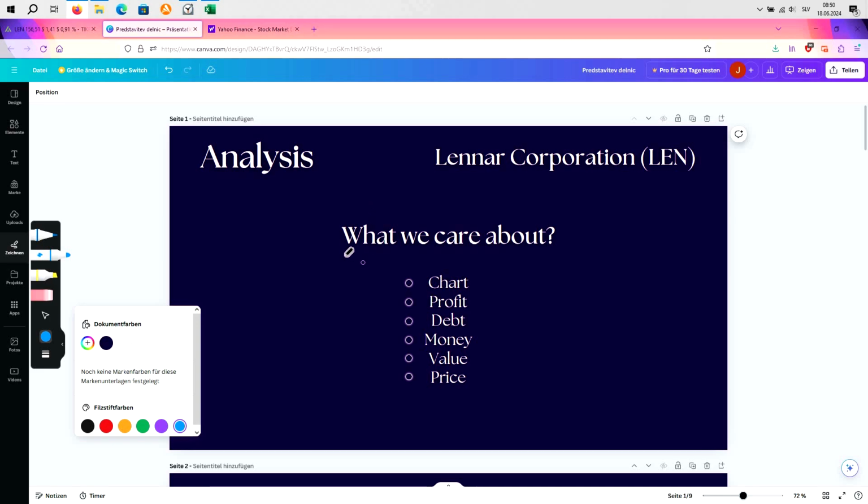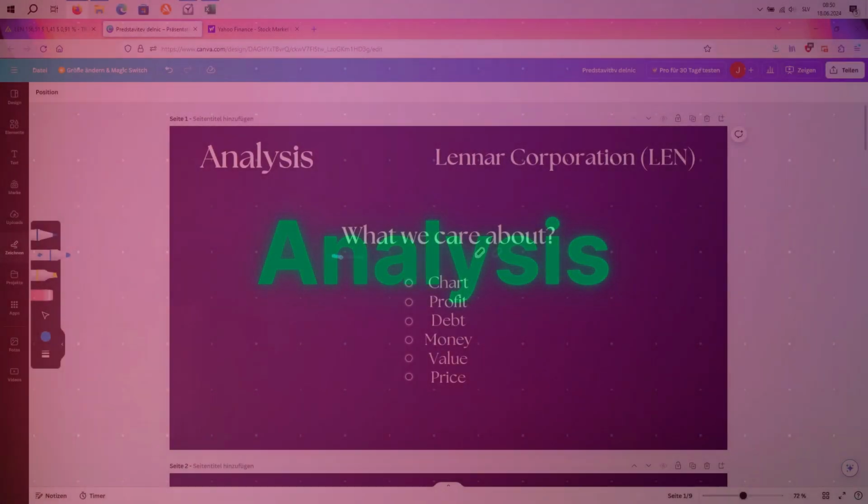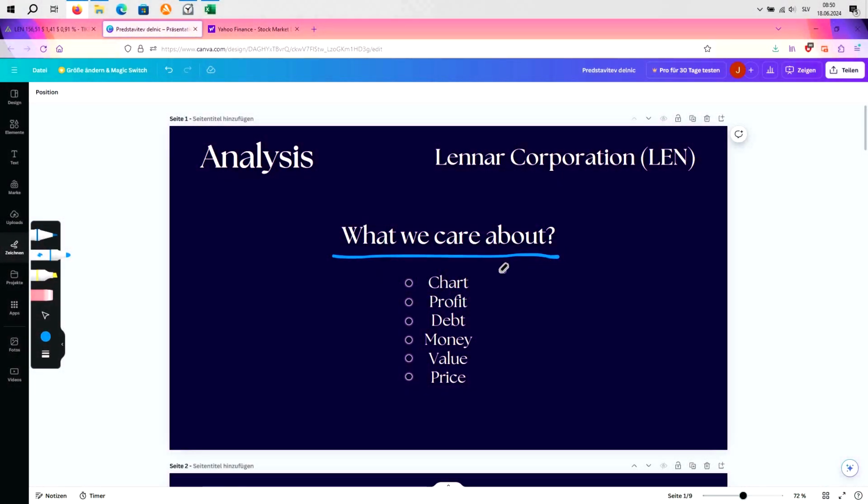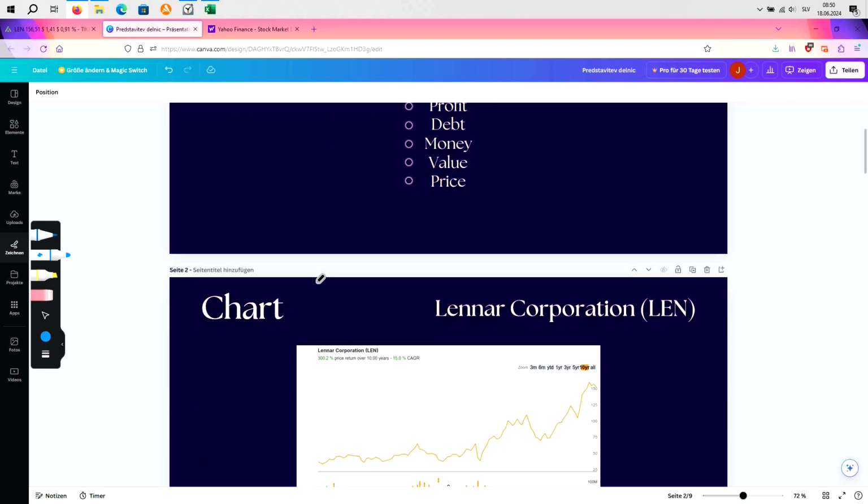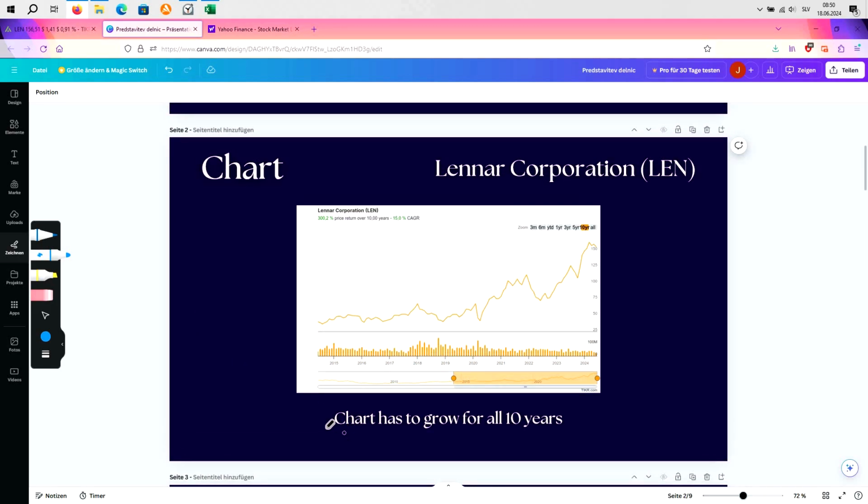So let's go. As a complete beginner, you generally care only about 6 things, okay? You care about the chart, profit, debt, money on the bank account, value, and price. So let's begin our analysis with the chart, and here we immediately have a little instruction. Chart has to grow for all 10 years. Okay, what does that mean?